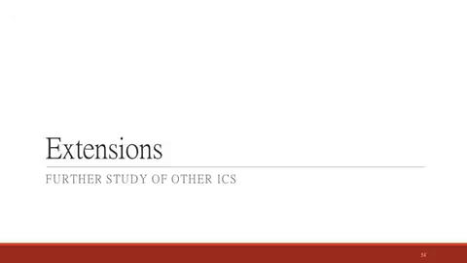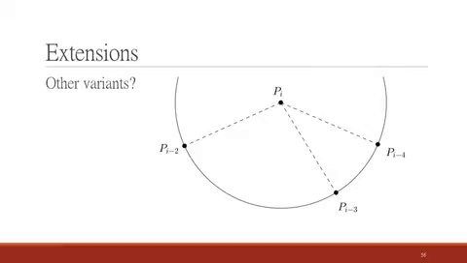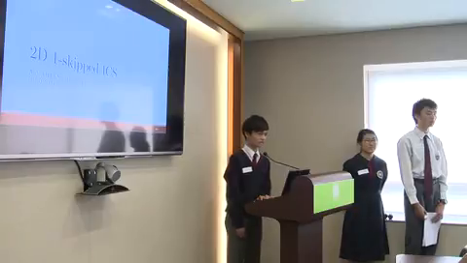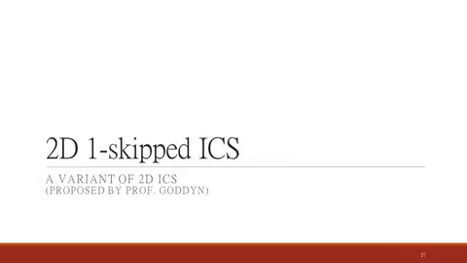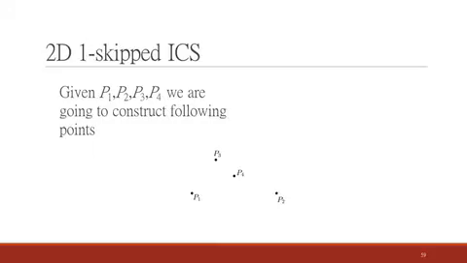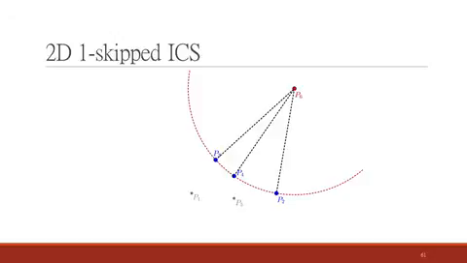And then we would like to move on to the other extensions of the ICS, including different dimensions and also other variants. And we will start with a variant of the 2D ICS also proposed by Professor Godin, which is the 2D one-scripted ICS. And here is the definition of it, which shows that PR is the circumcenter of PR-2, PR-3, and PR-4 by skipping the previous point PR-1. For example, if we are given the first 4 points as the initial condition, P1, P2, and P3 will construct P5 by skipping P4, and similarly so on.